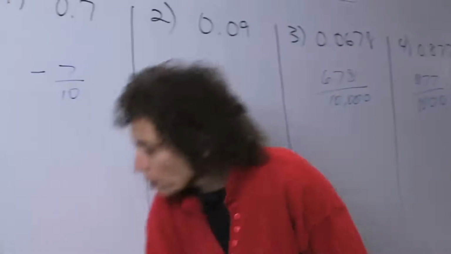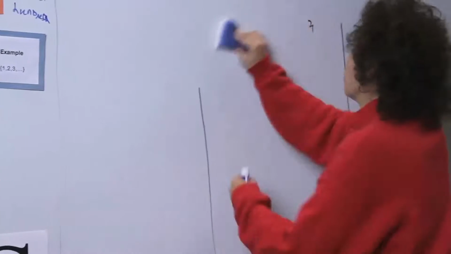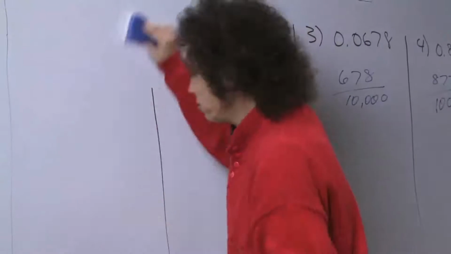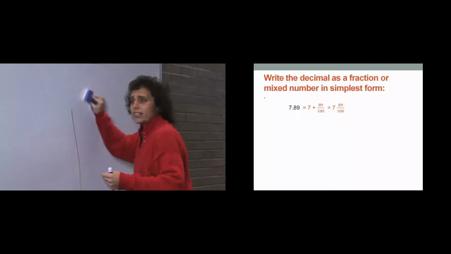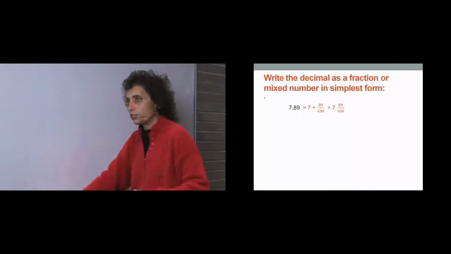All right, here we go. Next one. We're going to make them harder. We just have to grow, you know? You have to start with a brick. Then you build the house. We're on the brick. All right. Write the decimal as a fraction or mixed number in simplest form. Awesome.